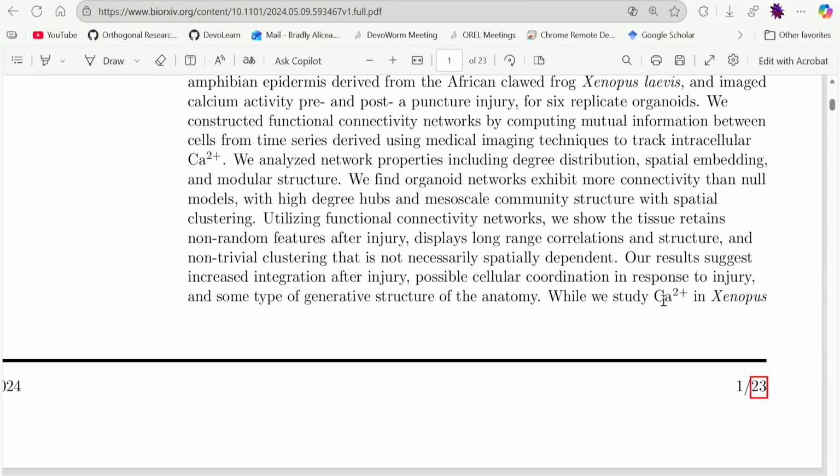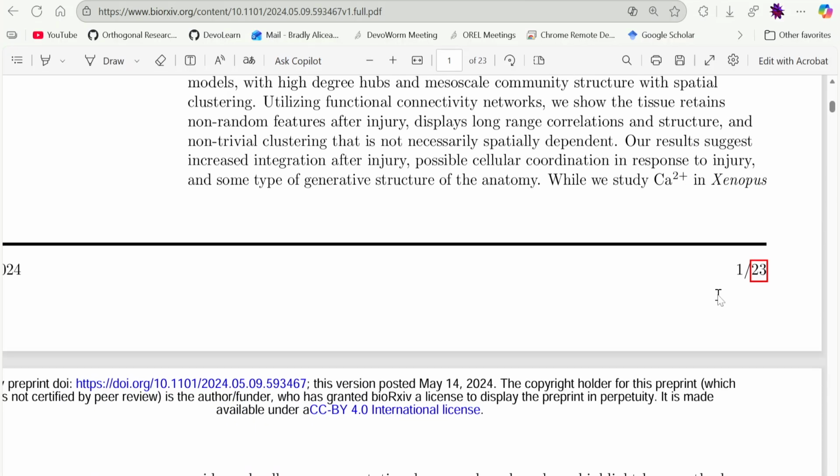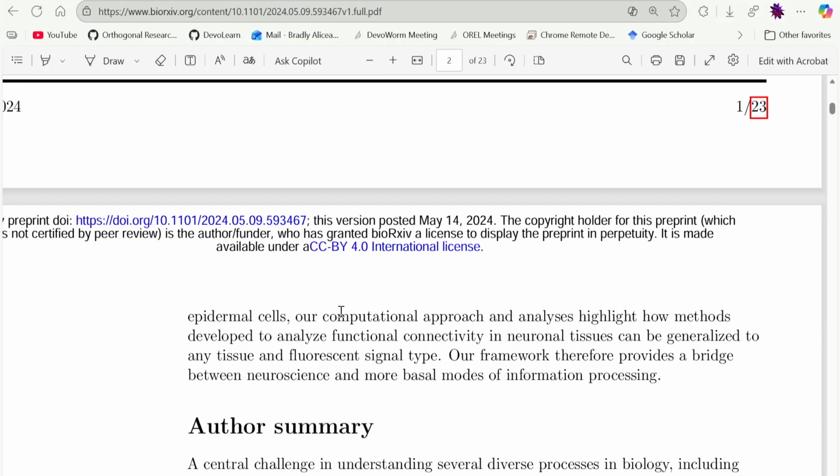While we study calcium dynamics in Xenopus epidermal cells, our computational approach and analyses highlight how methods developed to analyze functional connectivity in neuronal tissues can be generalized to any tissue and fluorescent signal type. Our framework therefore provides a bridge between neuroscience and more basal modes of information processing. Okay, well, it all sounds nice, interesting.